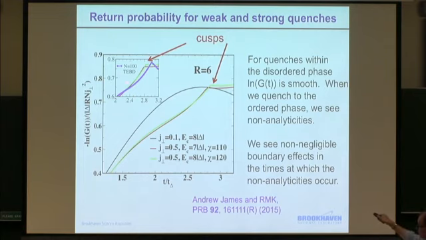Sort of an interesting feature: if instead of doing ITEBD you just do TEBD, so you have a finite number of chains instead of an infinite number of chains, you see that the cusps occur at a different point. So the times at which the non-analyticities appear seem to be sensitive to boundaries. We also have noticed this just in the 1D case.